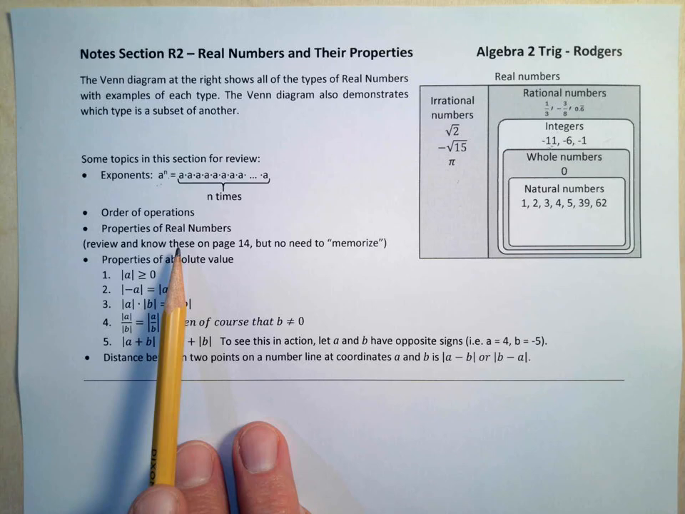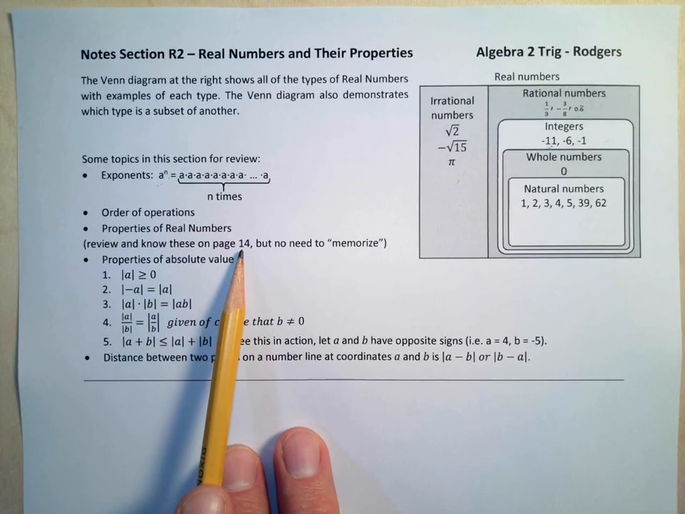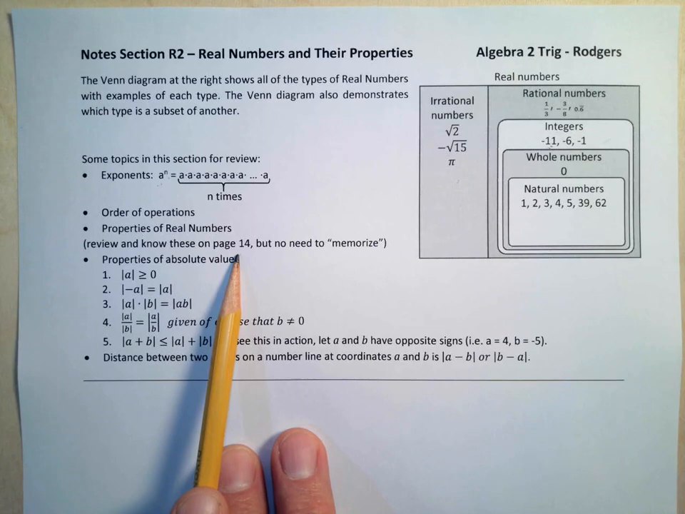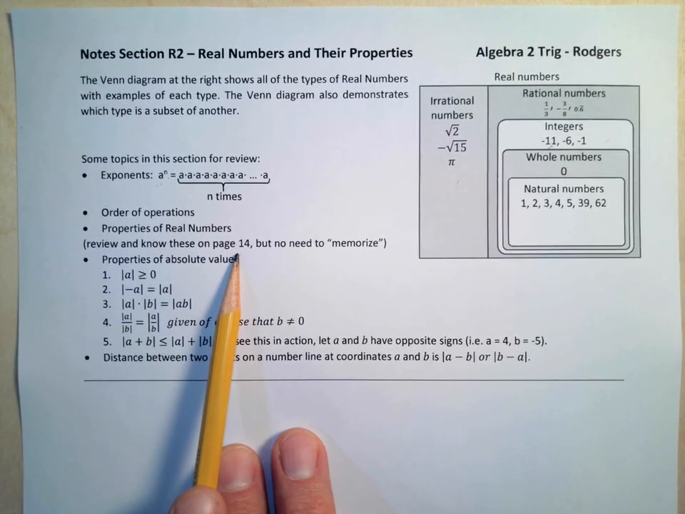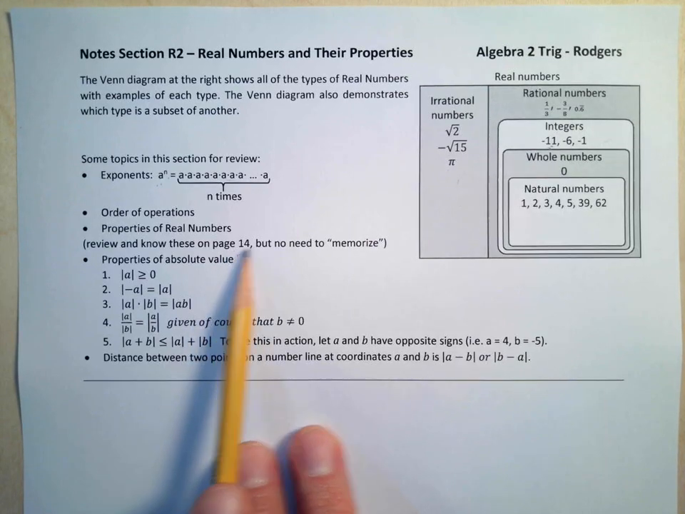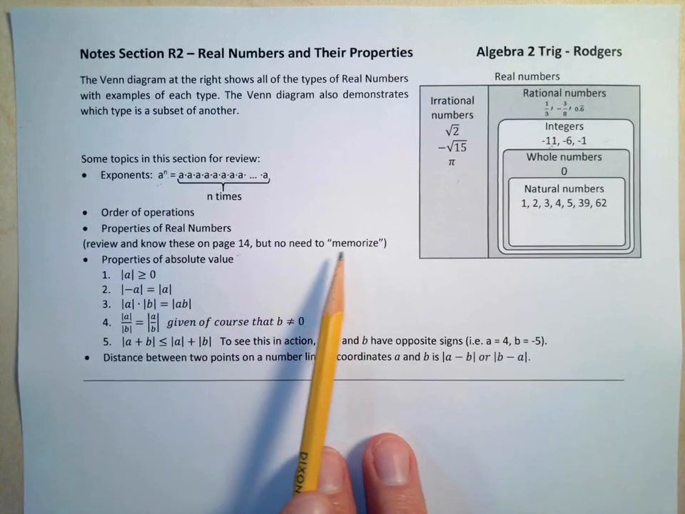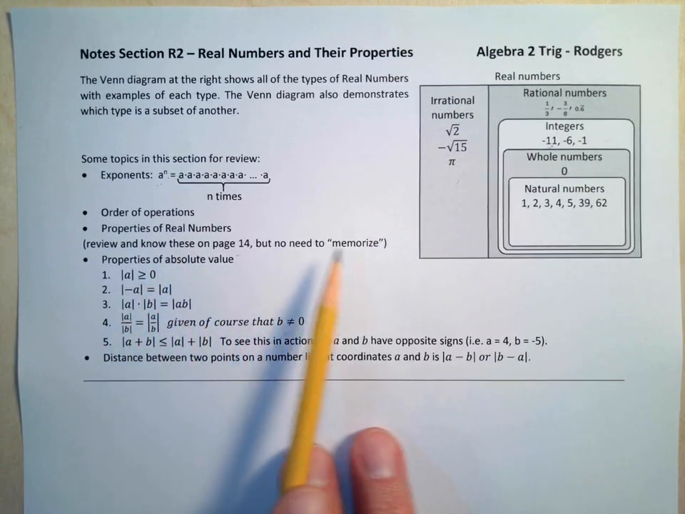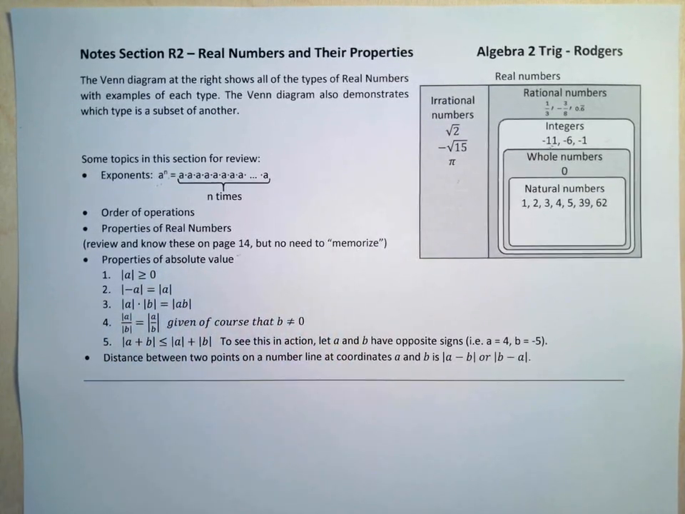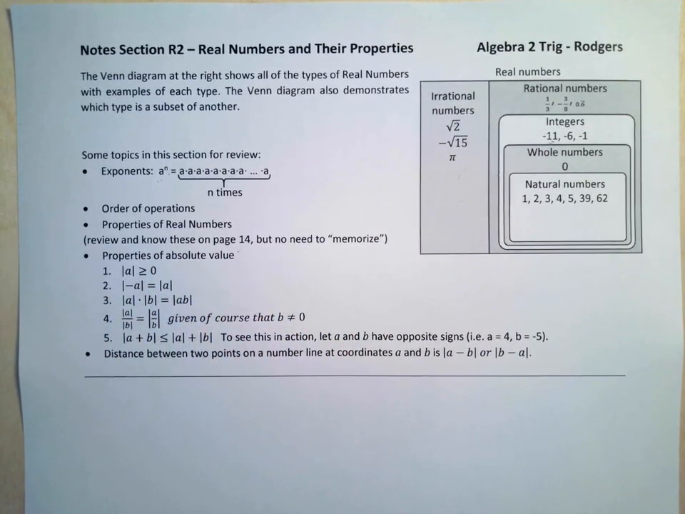Now you should be reviewing these and know these. These are on page 14 of our textbook, so either on your electronic version, your PDF of your textbook, or a textbook itself if you signed one out. You don't have to memorize what they are, but you should be able to use them and be comfortable with them, but you don't have to memorize all the titles, all the names for those.